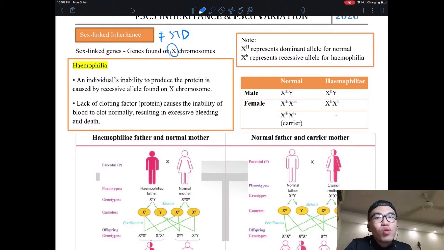So you may say, what are the examples? Number one, you have hemophilia. What is hemophilia?